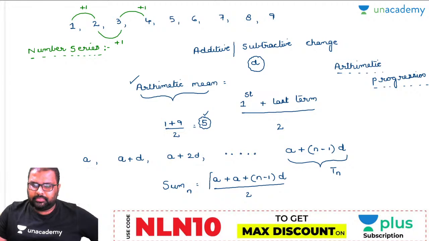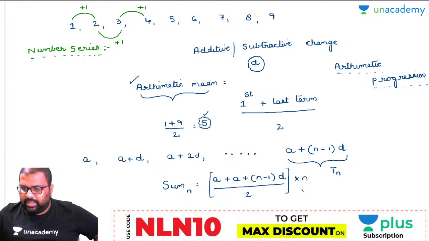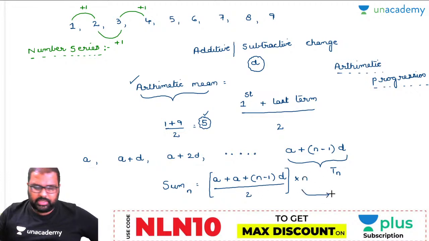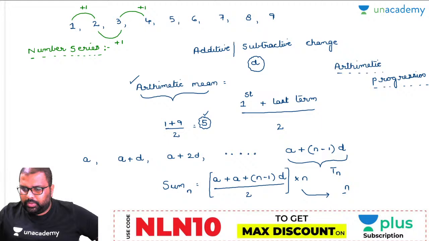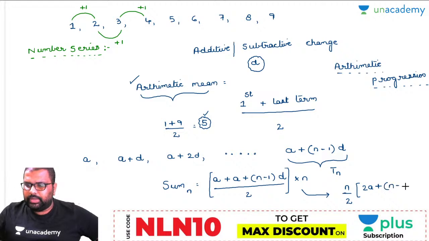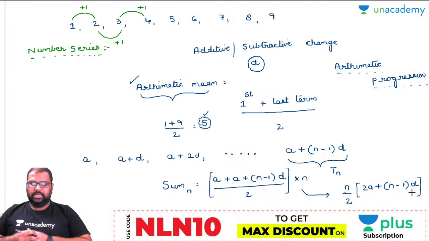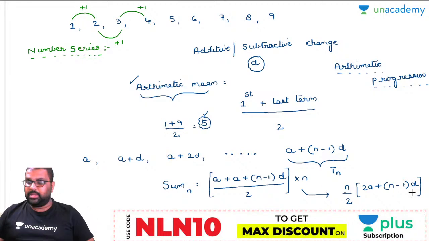Yes, perfectly. Now closely observe this. Into number of terms. How many number of terms are there? N number of terms are there. Finally, you get the formula that you observe in your textbooks: N by 2 into 2A plus N minus 1 into D. Am I right? I think I am clear regarding this explanation. Yes, perfectly done. So this is what arithmetic progression is.